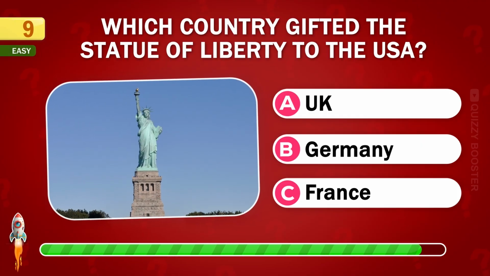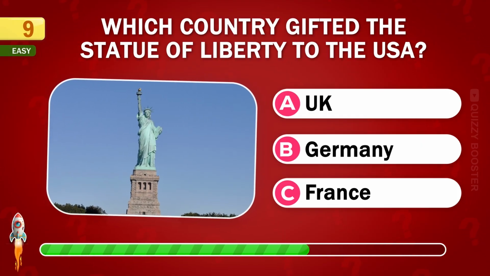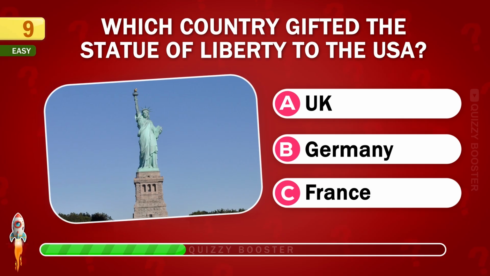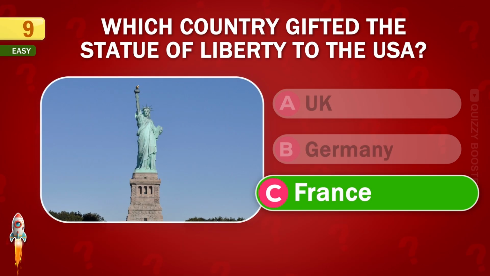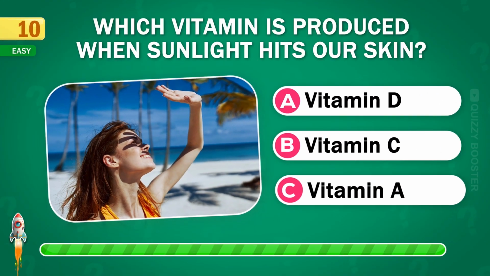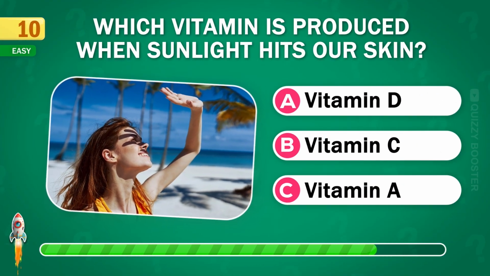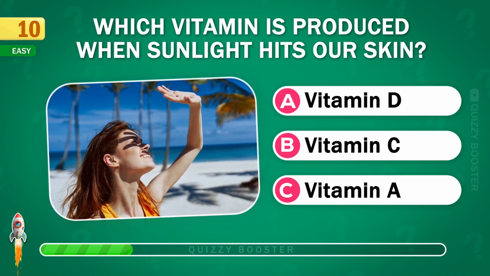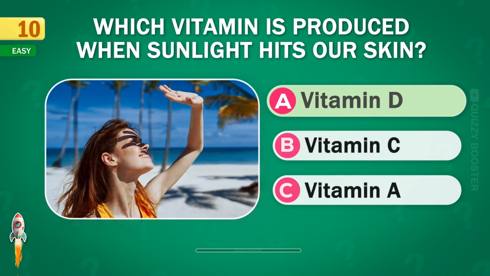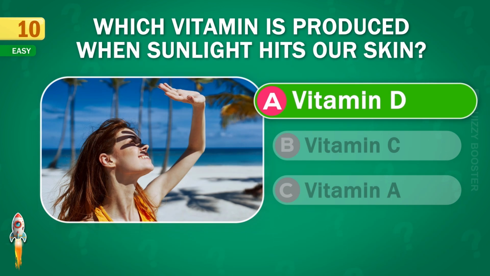Which country gifted the Statue of Liberty to the USA? France presented the Statue of Liberty in 1886. Which vitamin is produced when sunlight hits our skin? Answer is vitamin D. It is made naturally with sun exposure.